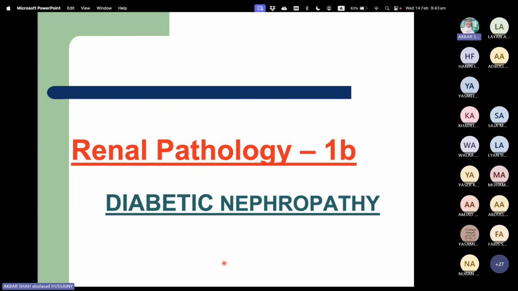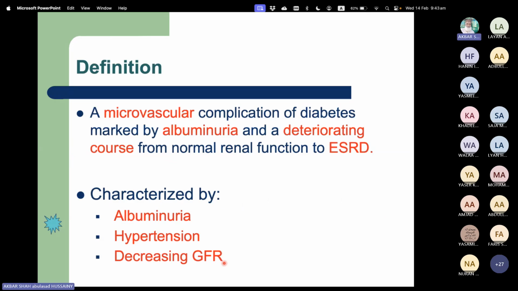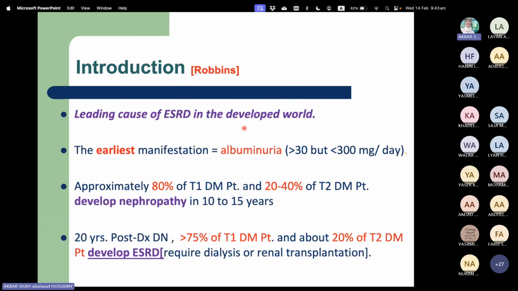Now coming to the kidney, diabetic nephropathy, renal pathology part 2. Definition, of course, we can quickly go through. It is a microvascular complication characterized by 3 features. This is a good MEQ question. This I've taken; the whole of Robbins has given only just one paragraph on diabetic nephropathy, so I've condensed it. It is the leading cause of end-stage renal disease.